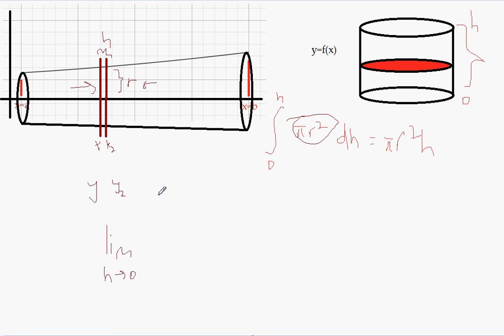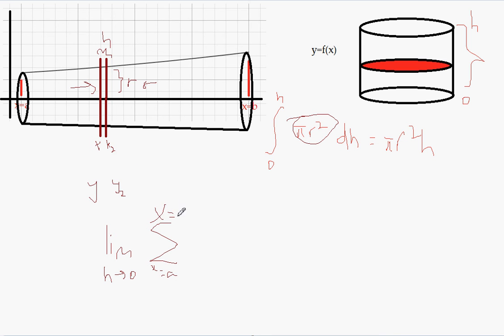But here, we don't have just one cylinder. We have many cylinders. In fact, we could consider them to be infinitely many cylinders. So if we consider the limit as h approaches 0 literally, if we have a bunch of cylinders with zero height, but they're perfect cylinders, then we should be able to add up all of them in order to get the volume of the shape.